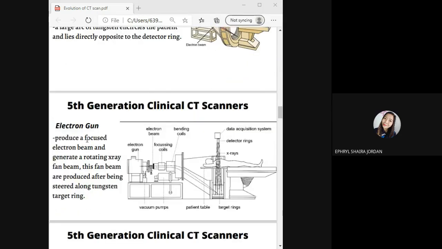Yan, electron gun produces a focused electron beam and generates a rotating X-ray fan beam. This fan beam is produced after being steered along the tungsten ring. Yun yung aking explain kanina. So from the electron gun, dadaan siya dito sa focusing coils. It would go down, merong bending coils. Tatama siya dito sa tungsten, and then it would go through the patient. It will be detected by the detectors, and it will be translated by the data acquisition system. Yun siya.